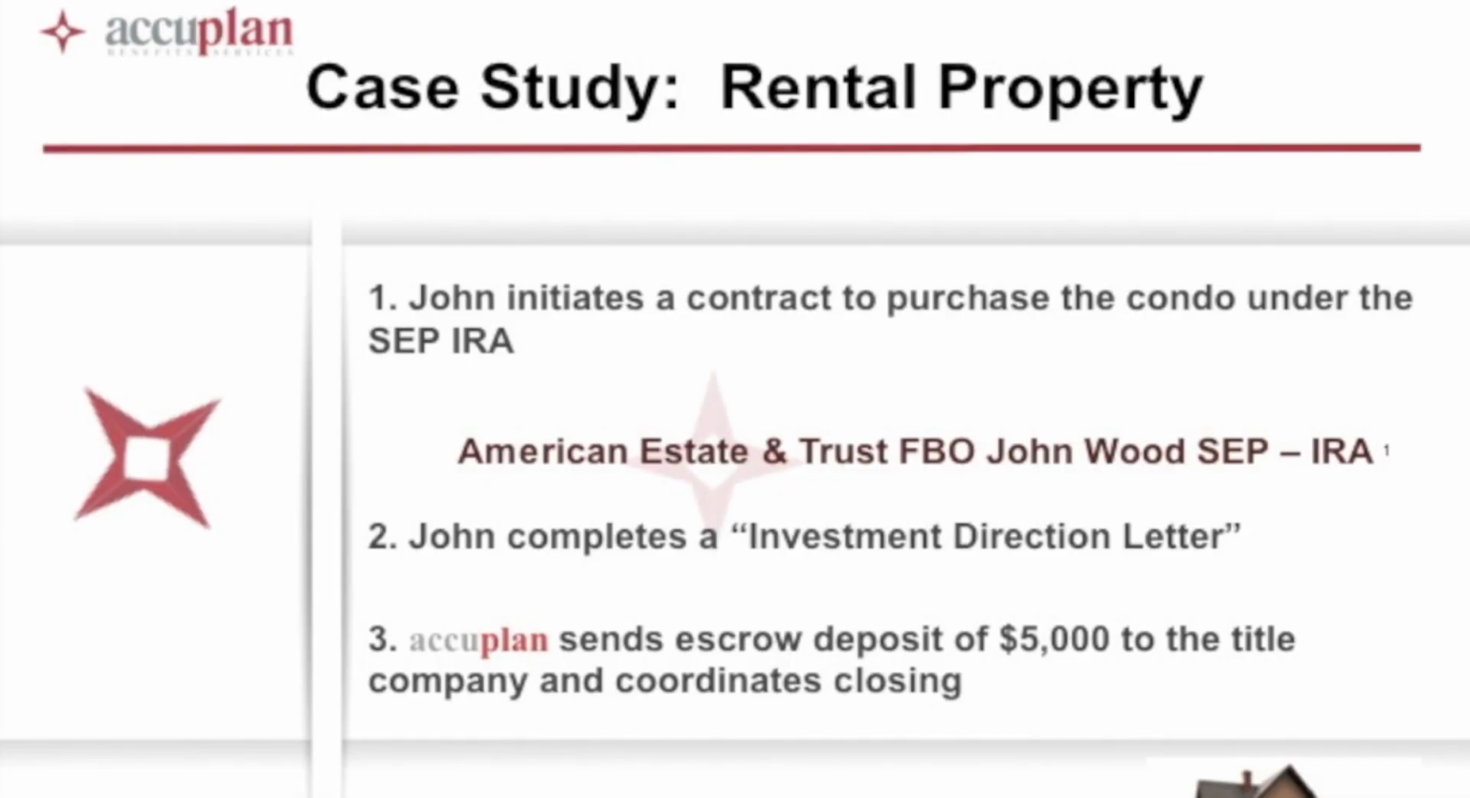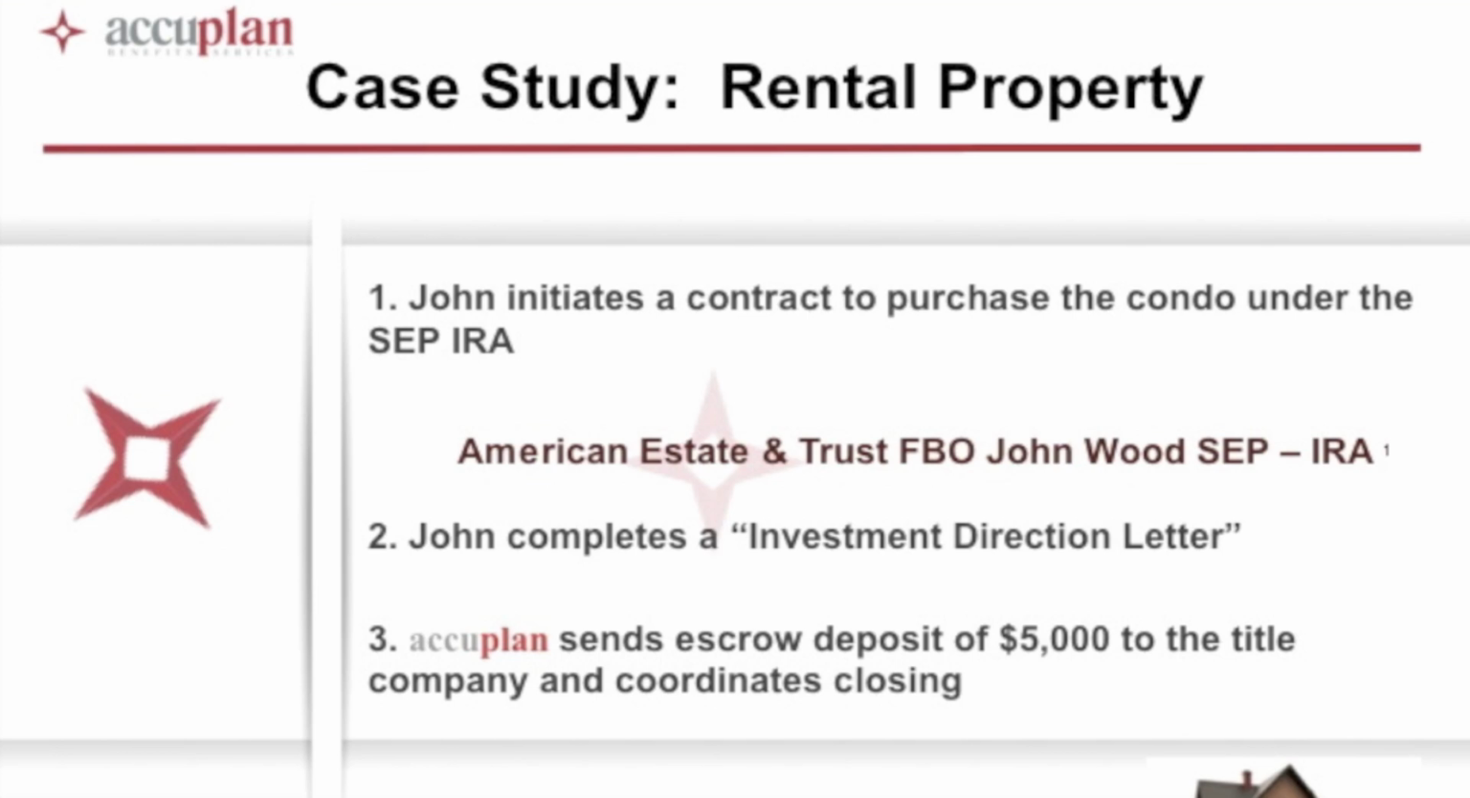So with that being said, John is going to initiate a purchase contract under the name of the SEP IRA. When we say under the name of the SEP IRA, you have what's called a legal account vesting, and the vesting is going to read as follows: American Estate and Trust, FBO, which stands for for the benefit of, John Wood's SEP IRA, and then the IRA number. That is the vesting that's going to be listed on all documents, including the purchase contract, as well as how it's going to reflect at the close of escrow. Any title reports that are pulled are going to show the IRA as the vested owner of the property.